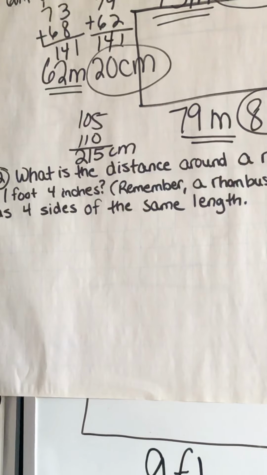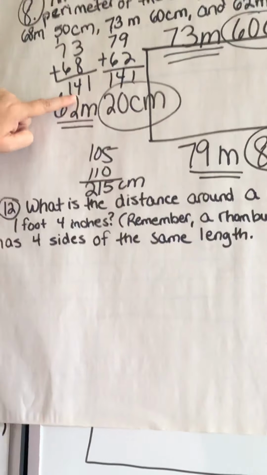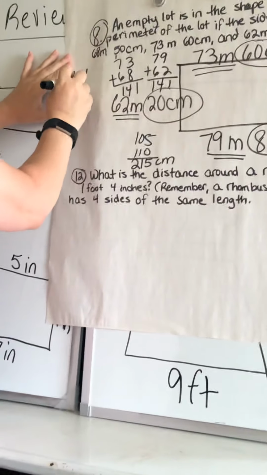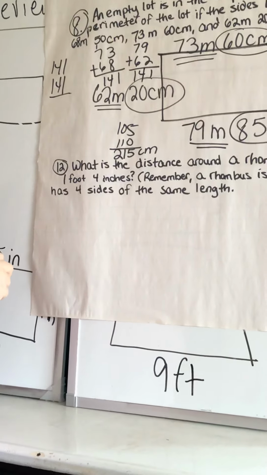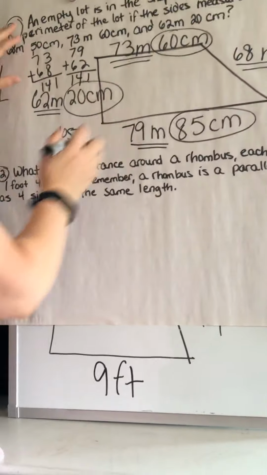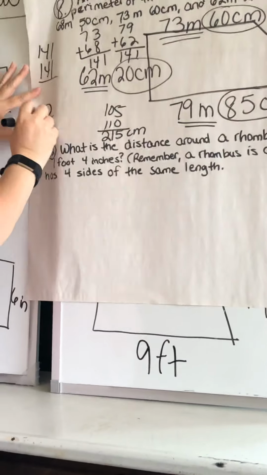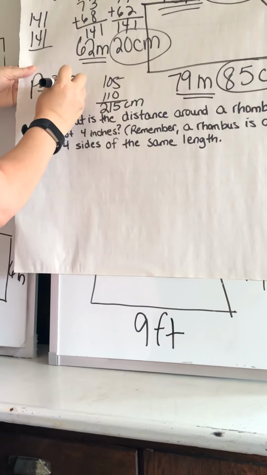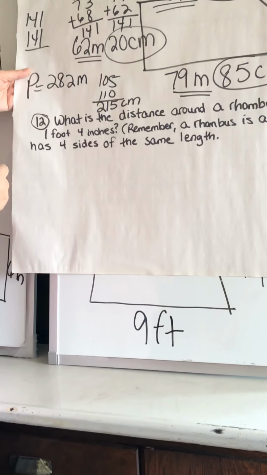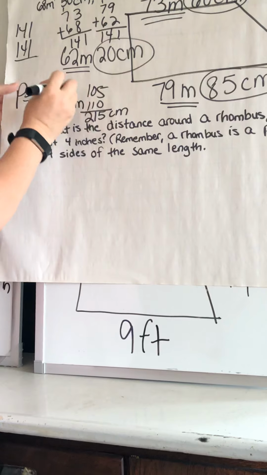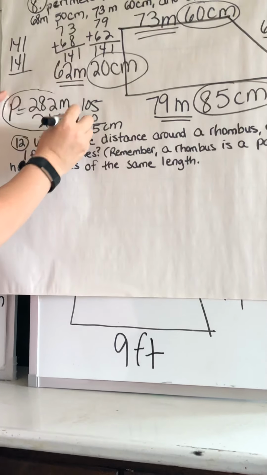Interesting. So now we're going to take these two figures and add them together. 141 plus 141, which equals 282. So your answer to all of this is the perimeter equals 282 meters and 215 centimeters. You got to make sure you have that whole answer together, okay?